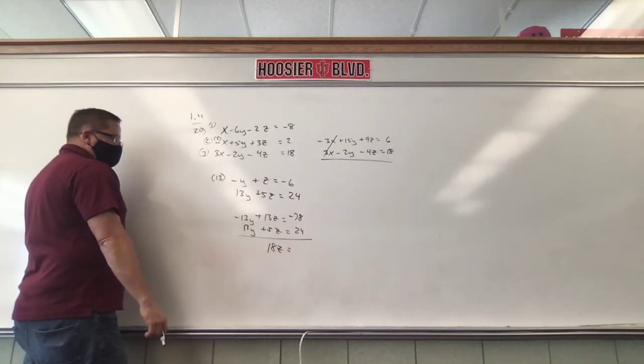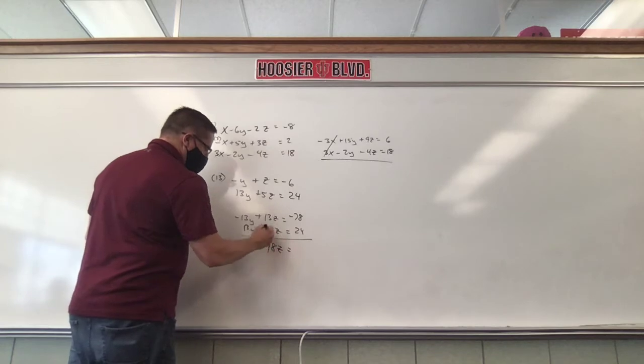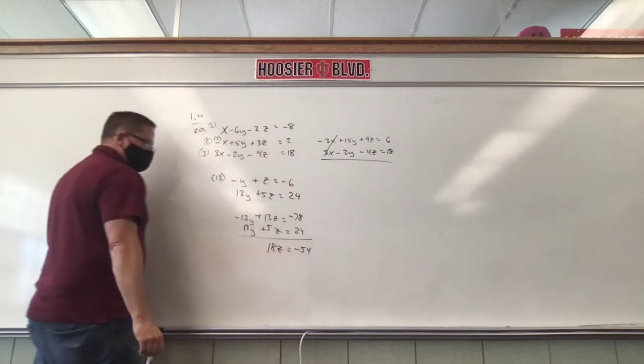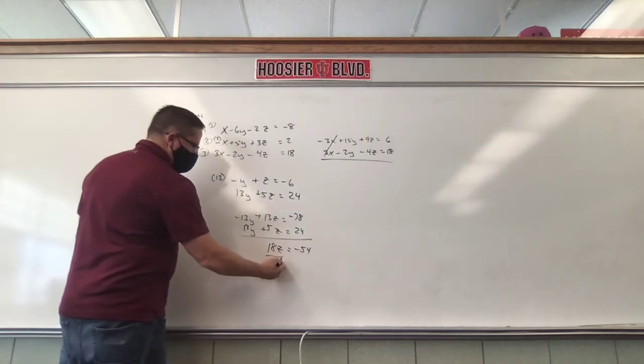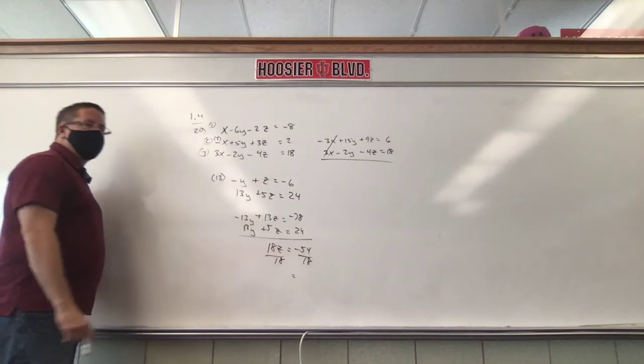Negative 78 and positive 24. Is that a 5z? That's 5 right there. Yeah, these add up to negative 54. Divide by 18. And I told you guys that on your homework and your test, they will come out nice and pretty.